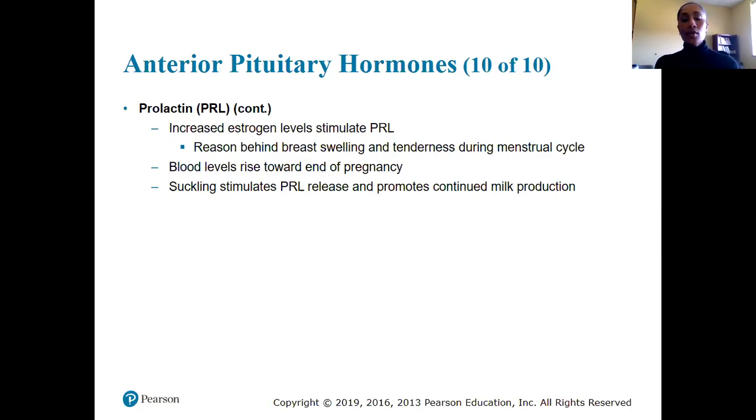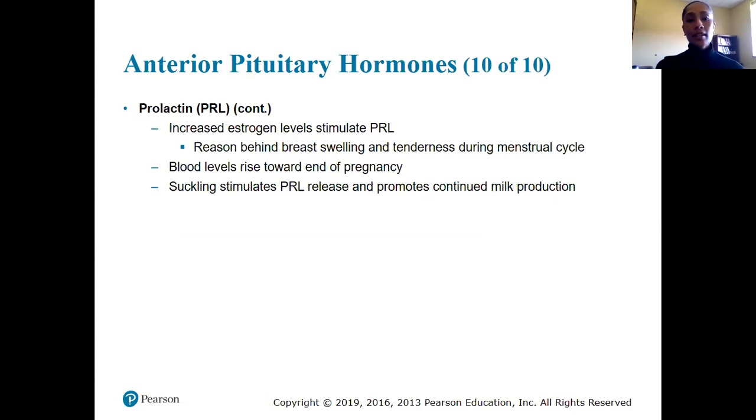Increased estrogen levels will help to stimulate the release of prolactin. And this is why when a woman is not pregnant, when a woman is not nursing, we still can feel some effects of it. So for instance, when a woman is preparing for menstruation, she might have breast swelling or breast tenderness, and that's because the increased levels of estrogen that are preparing the body for potential impregnation or menstruation are going to trigger prolactin to be released. Not enough to where the woman would lactate, but enough to cause increase of breast swelling and some tenderness.